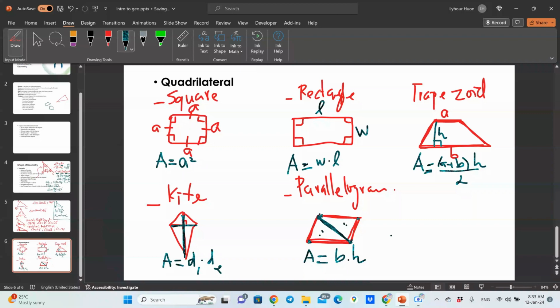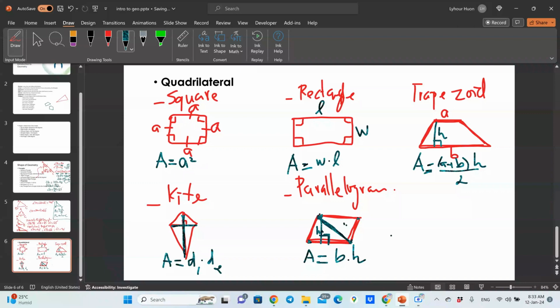From the vertex to the opposite side. From the vertex, perpendicular to the opposite side. This is the height. And this is the base. Base is like the length, kind of.